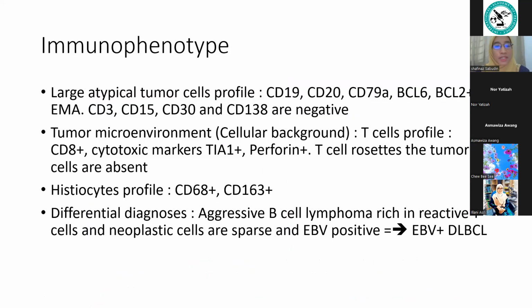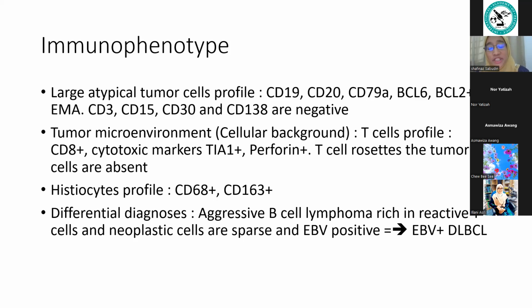For the immunophenotype, the tumor cells are of B phenotype, so they will be expressing most of the B cell markers, and they are negative for CD3, CD15, CD30, and CD138. The cellular background is of T cell profile, which is a cytotoxic phenotype, so they will be expressing T cell markers, especially CD8, cytotoxic markers, and rosettes of tumor cells are not present. The histiocyte profile, you can highlight by using CD68 and CD163 immunostain.